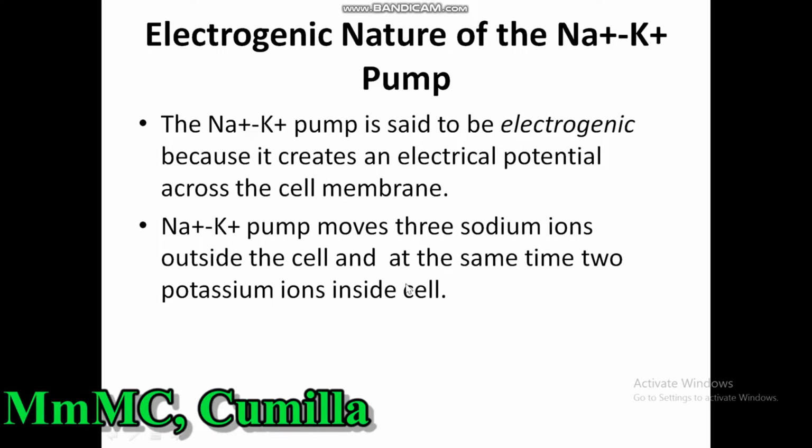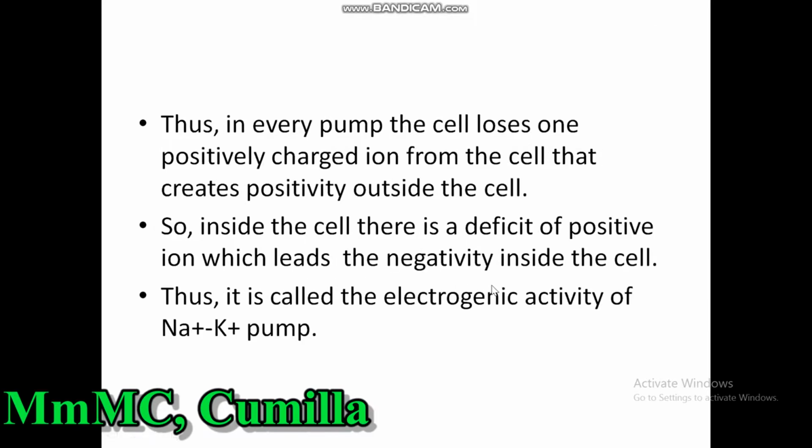The sodium potassium pump is always called an electrogenic pump. Why? Because it carries an electrical potential across the cell membrane. It moves three sodium ions outside the cell and at the same time two potassium ions inside the cell. Thus, in every pump cycle, the cell loses one positively charged ion, which creates positivity outside the cell. So, inside the cell there is a deficiency of positive ions, which leads to negativity inside the cell. That's why the sodium potassium pump is called an electrogenic pump.